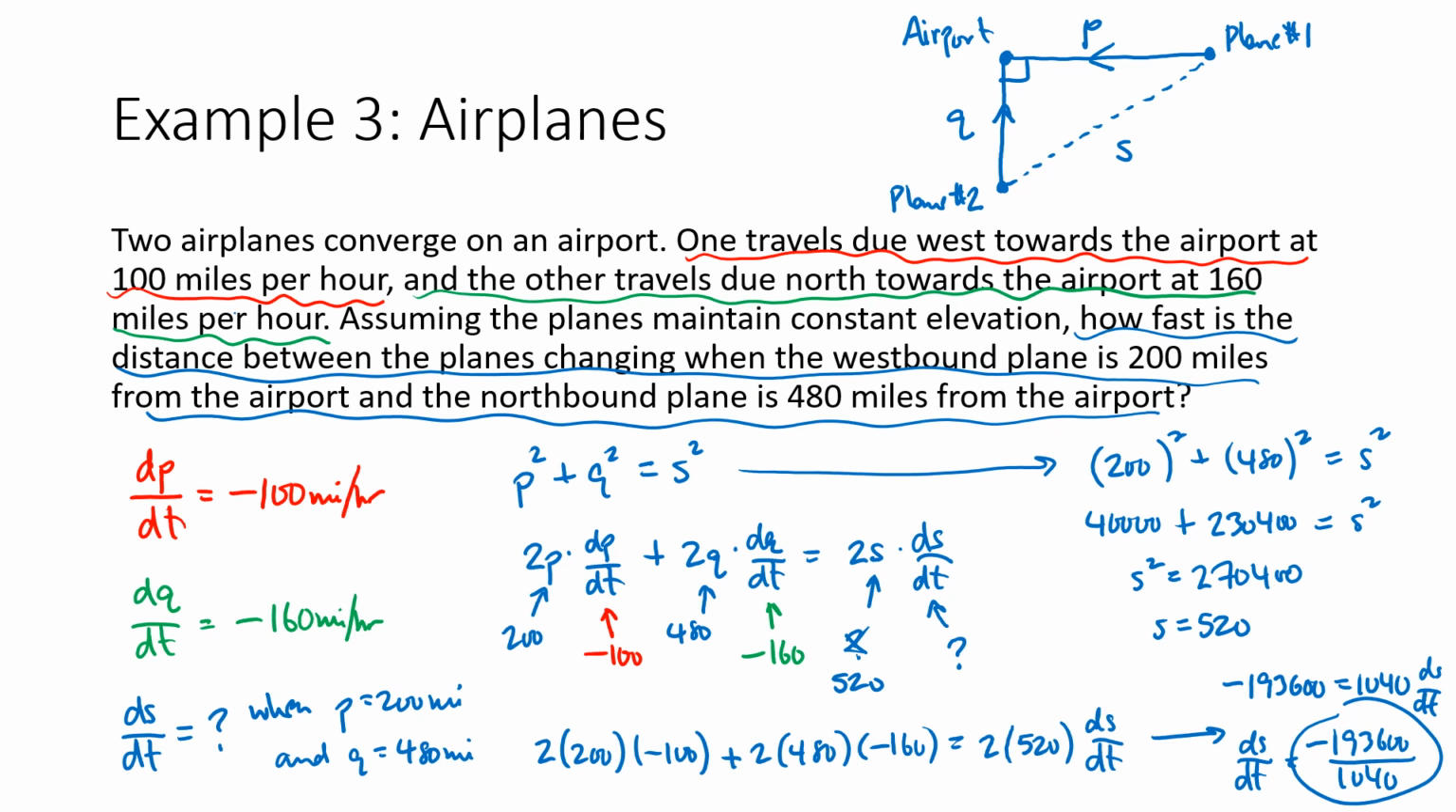So again, follow the steps here, see how we pulled the information out of the problem. We figured out what the quantities were. We found a relationship between the quantities. We took the derivative. We had some missing information, but we went back to the original relationship and figured that out. And then we plugged everything in and solved.